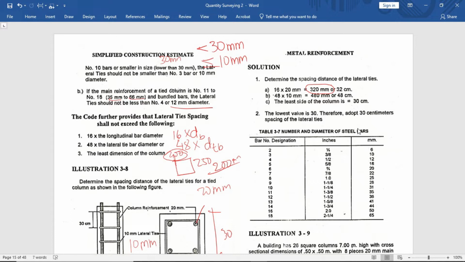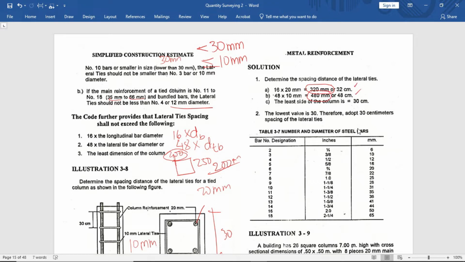Pangalawang itatry natin is yung 48 times the lateral tie bar diameter. Ang lateral ties natin na diameter is 10. So, 48 times 10 is equal to 480 mm, or equal to 48 centimeters.